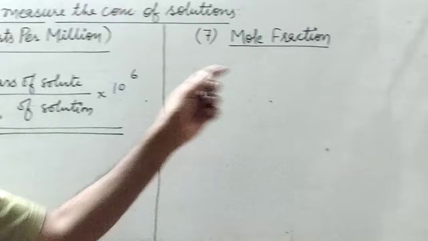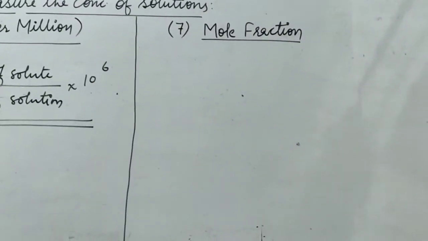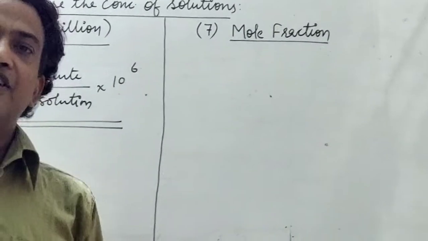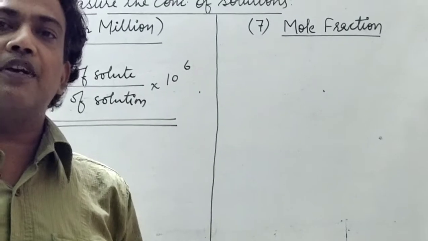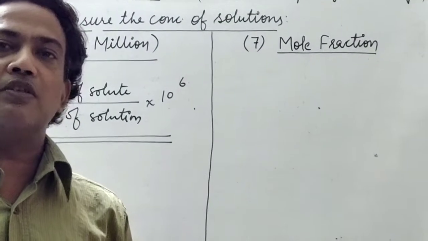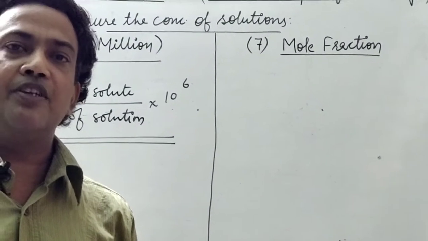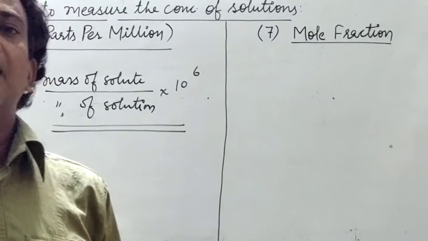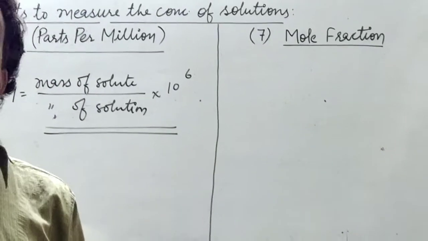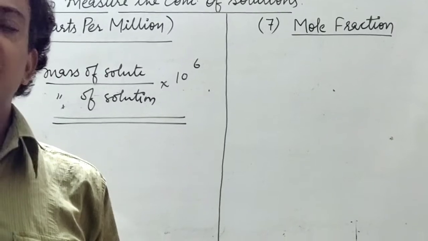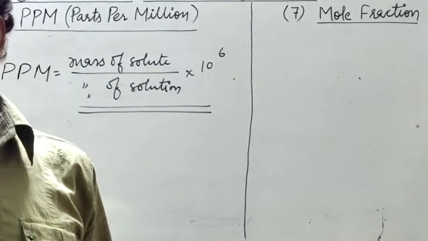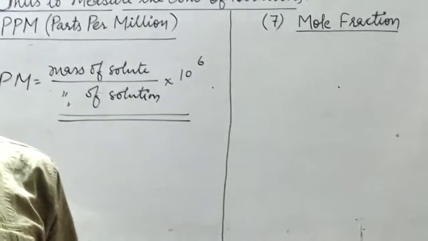Next is mole fraction. Mole fraction is defined as the ratio of the moles of a component to the total moles in the solution. It means out of total moles, how many moles of solute or solvents are present. It is known as mole fraction of solute and solvent respectively.